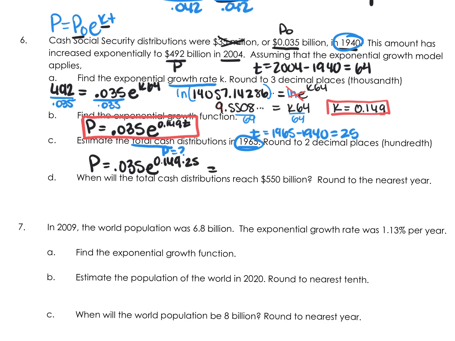And you can plug that into your calculator. Just make sure you close the parentheses after the 25. And you should get 1.45 if we round to 2 decimal places, and that's $1.45 billion.